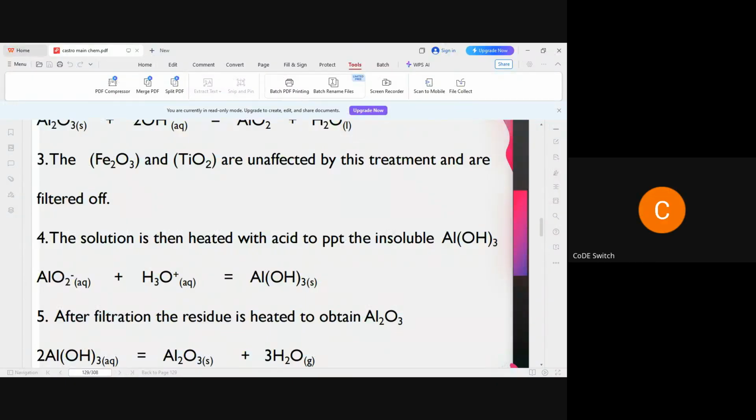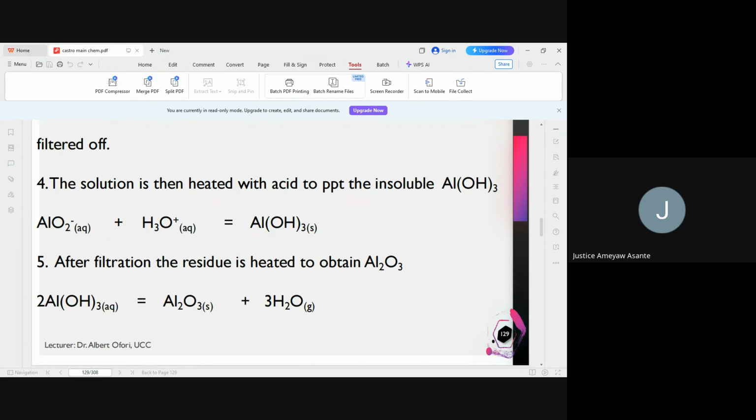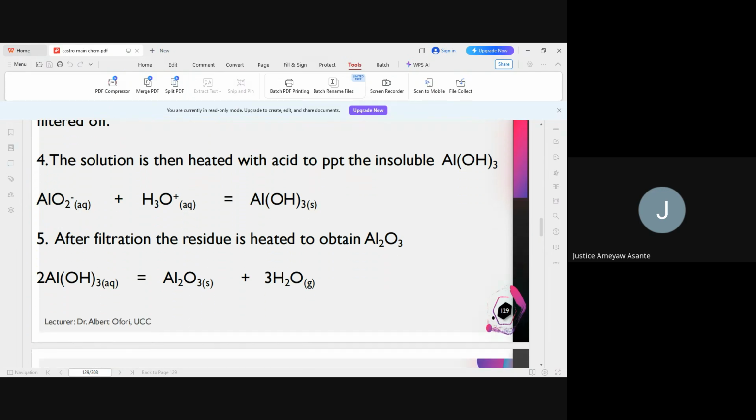You add acid to the solution, and that acid will make the alumina insoluble. So it will form aluminium hydroxide. So the aluminium hydroxide is now insoluble. So you perform your second filtration. The solution is then treated with acid to precipitate the insoluble aluminum hydroxide.